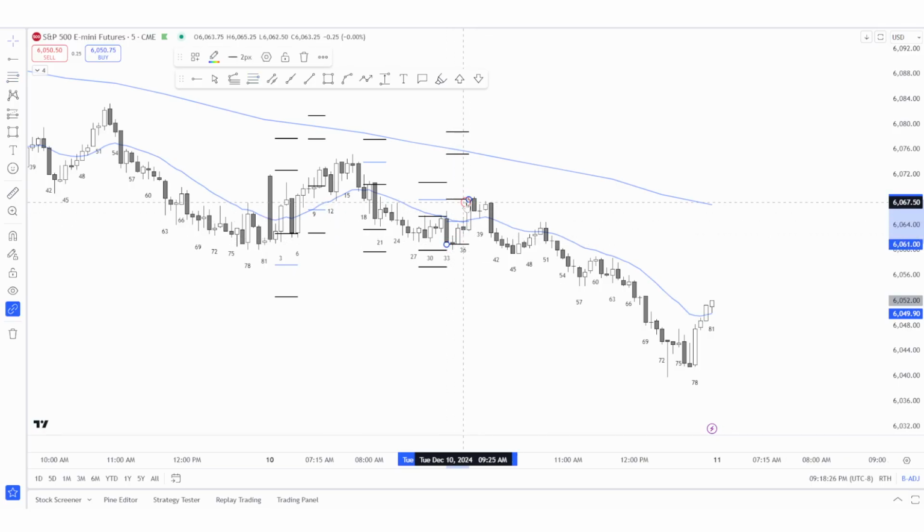Leg 1 pullback, that's the second leg trap. That's not a setup. It is a setup, but we're not going to talk about that. Talk about micro channels only.